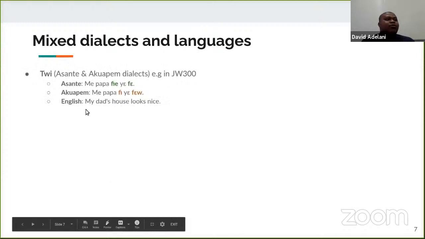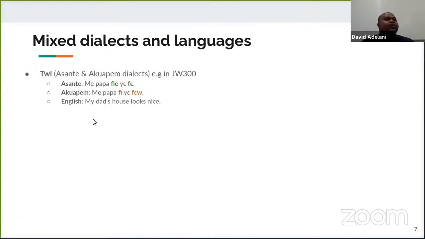So this is an example of the mixed dialect problem in Twi. This is the Asante and the Akuapem dialect, and they only differ by one character. It's not really a lot of difference, but this is very common in JW300, where they use different dialects.